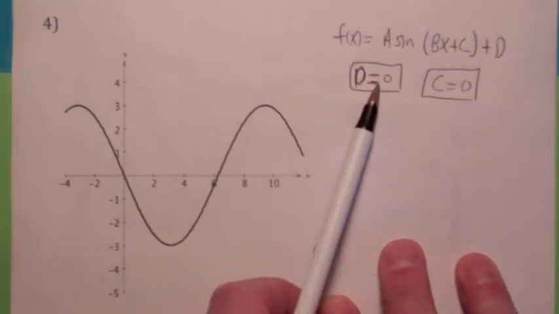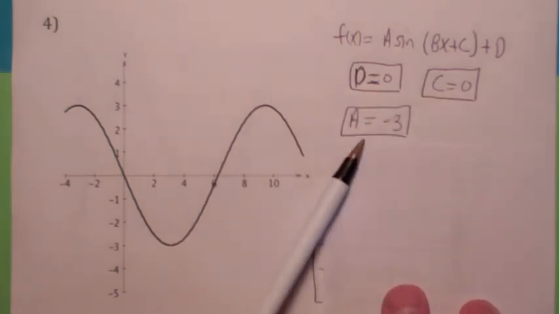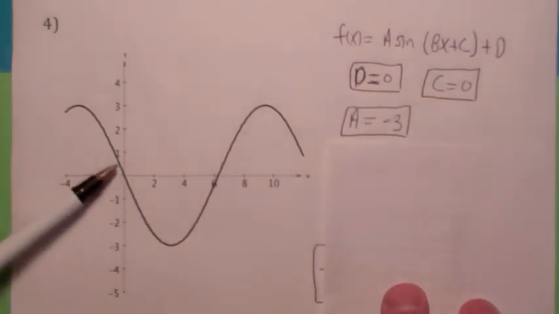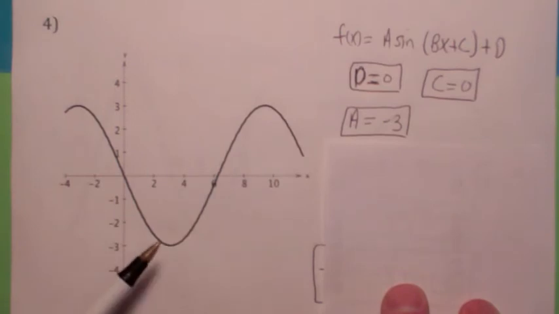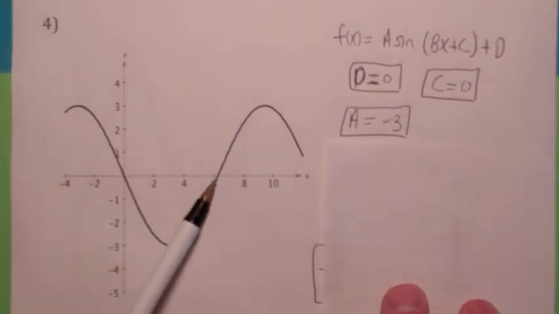There's no vertical shift, so D is 0. There's no phase shift, so C is 0. But A is -3 because you have a sine function that's been reflected across the x-axis. The only thing left to find is the period. Now from here to here is half the period.